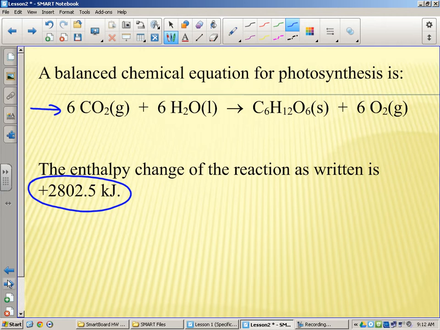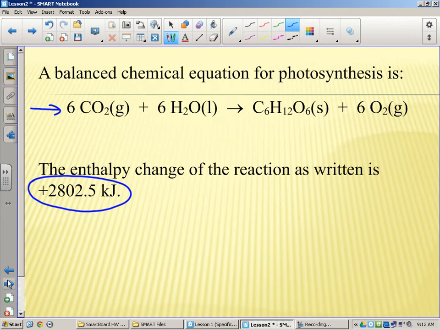Well, it means that for this reaction to take place, do I have to put energy into the system, or am I getting energy out of it? What is it? You're putting it in, right? And in fact, turns out I have to put in 2,802.5 kilojoules of energy for this reaction to take place, this specific reaction to take place.